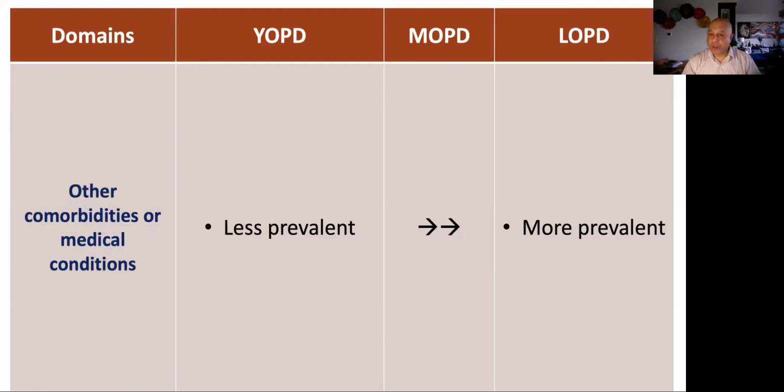Now, this is important too, because this allows me to choose medication. What about other medical diseases coexisting with Parkinson's disease? Less prevalent in young onset, which is self-explanatory, more prevalent in late onset. Why is that important? Here's an example.